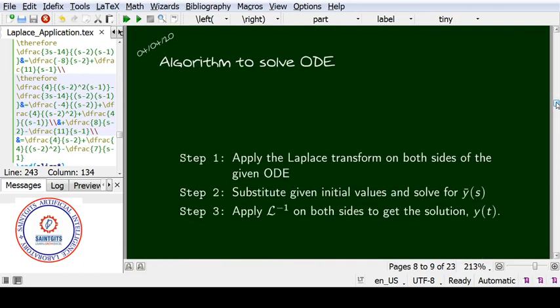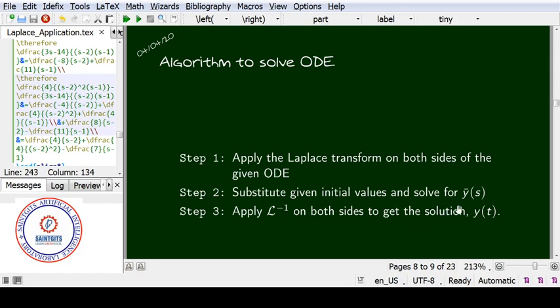Now we move on to an algorithm to solve ODE using Laplace transform. As step 1, we apply Laplace transform on both sides of the given ODE. In step 2, we substitute the initial values and solve for y bar of s. That means you get y bar of s on the left side and put all other things on the right side. And finally apply L inverse on both sides.